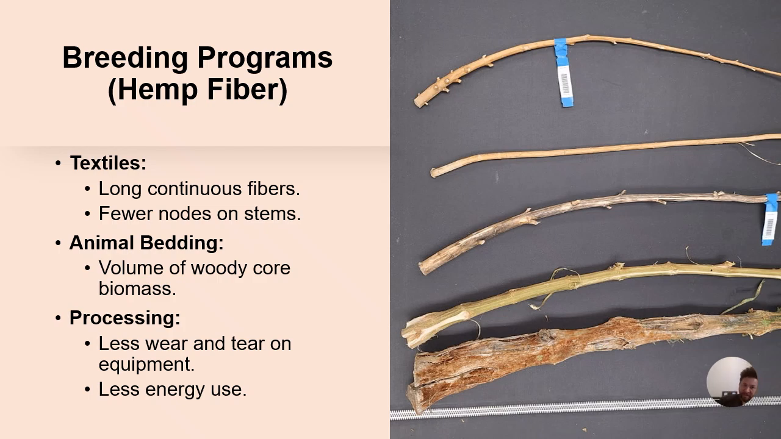On the processing side, or as the industry calls it, the decortication side, manufacturers care about how easily stems pass through their equipment, how much energy is required for decortication, and they're really focused on the durability and lifespan of their machinery. All of these rely on stem morphology data, and AI helps us to capture it at scale.